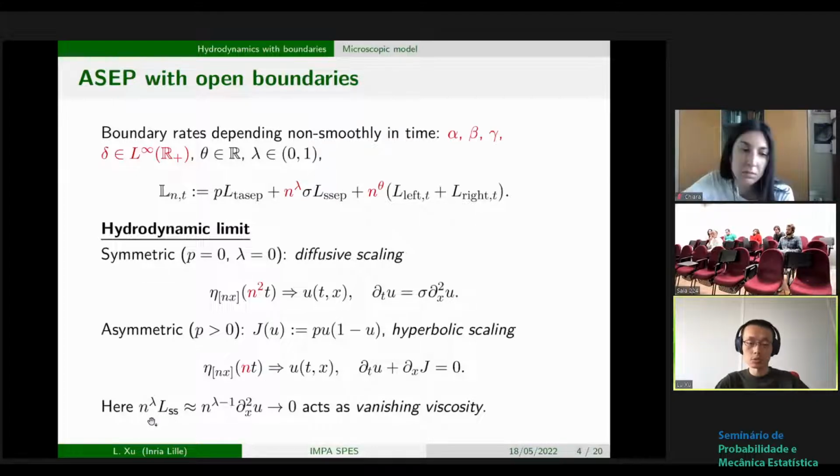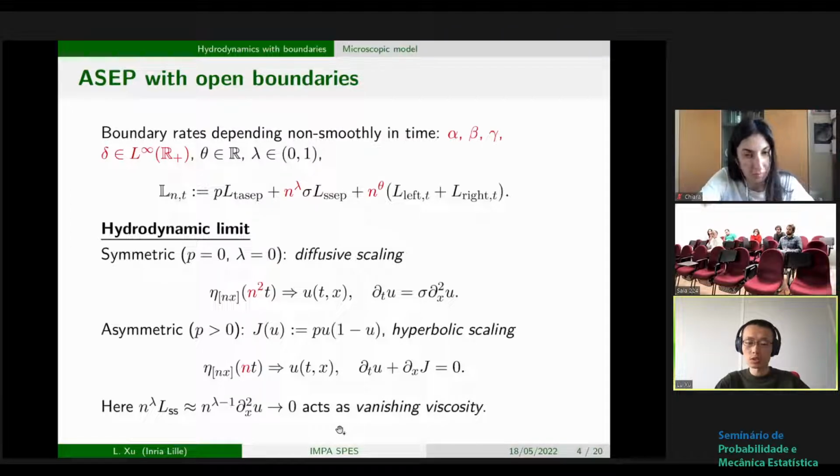So here, the symmetric part is sped up with n to the power lambda. But since we are considering the short, hyperbolic time, which is shorter than the diffusive time, this will formally give me a term n to the power lambda minus 1 times the diffusive term. Since I'm taking n to infinity and lambda is smaller than 1, this actually vanishes in the limit. So this acts as a vanishing viscosity. This part doesn't appear in the macroscopic equation. Okay, so these are the bulk equations. This is something well known.